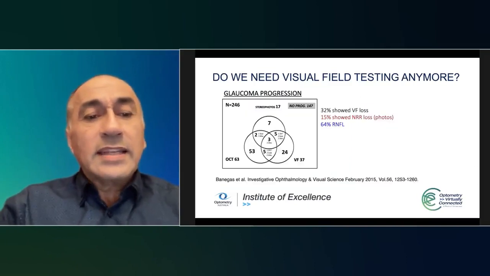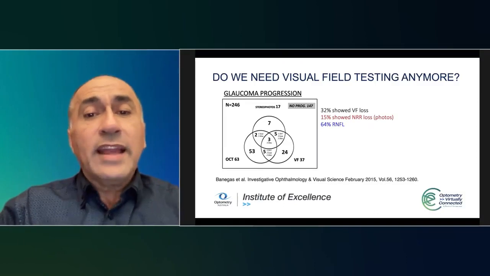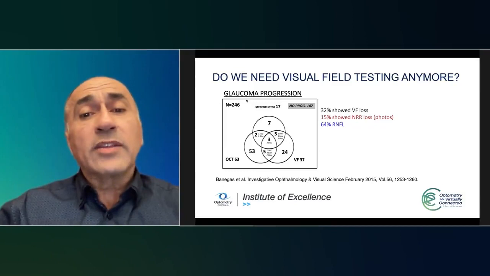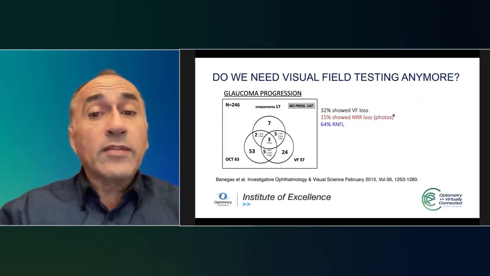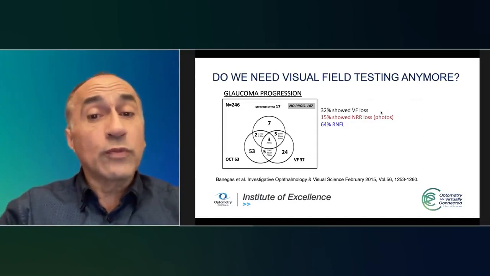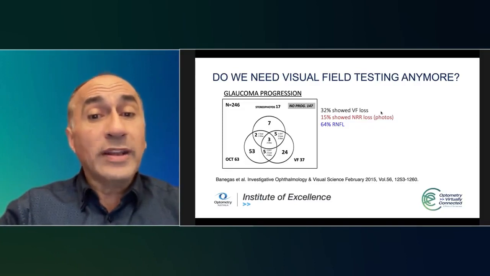In this study by Banegas, they were looking more at progression of glaucoma. Patients already were on treatment. Who was stable, where was the target pressure appropriate, and where were they progressing? And they found that to detect progression, again, disc photos came out the worst. 15% showed neuroretinal rim loss on stereo disc photos. About a third, about 32%, showed progression with visual field loss, and about 2/3 showed progression only on RNFL.